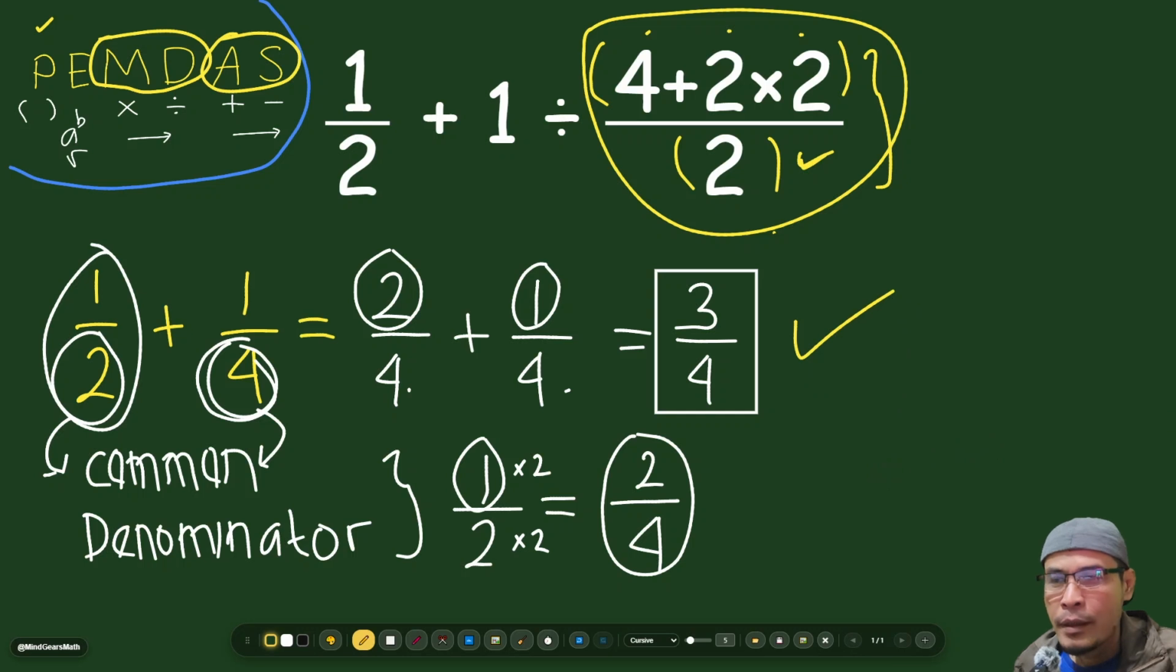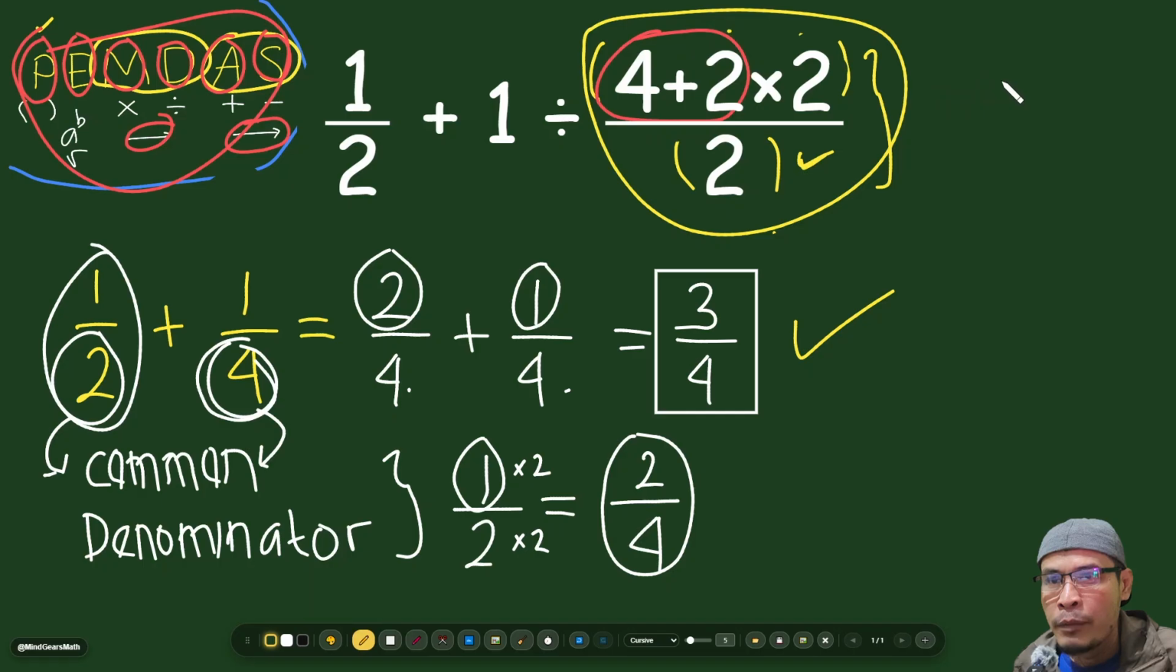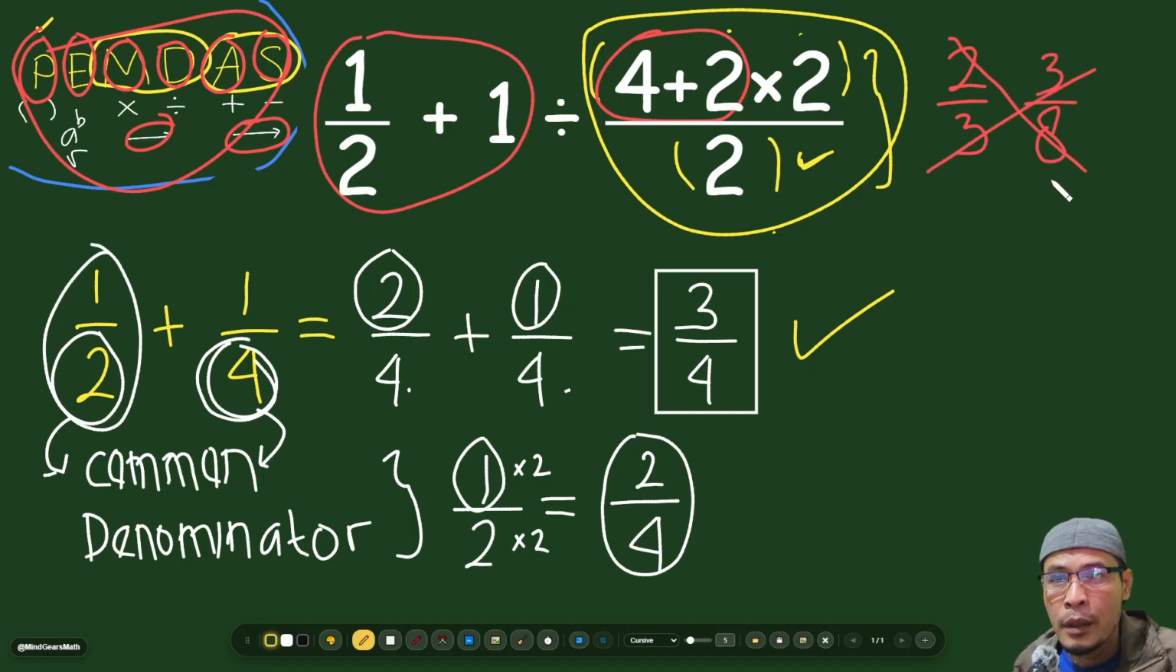Quick check on the traps. If you added 4 plus 2 before multiplying, you would have landed on 2/3. And if you added 1/2 plus 1 first, you would get 3/8. Both look reasonable but are wrong. The order of operations is not a suggestion. It's the rule of the road. Grouping first, then exponents, then multiplication and division, left to right, then addition and subtraction, left to right.